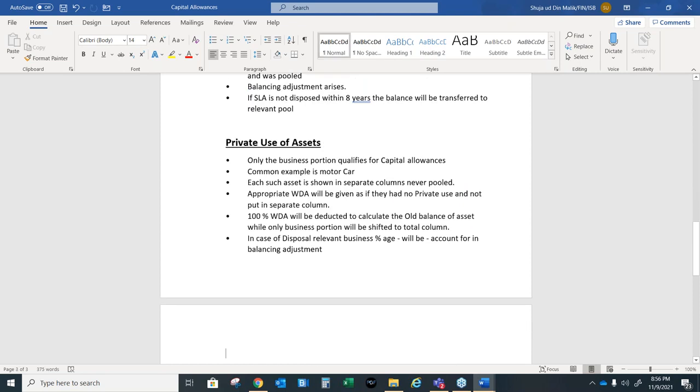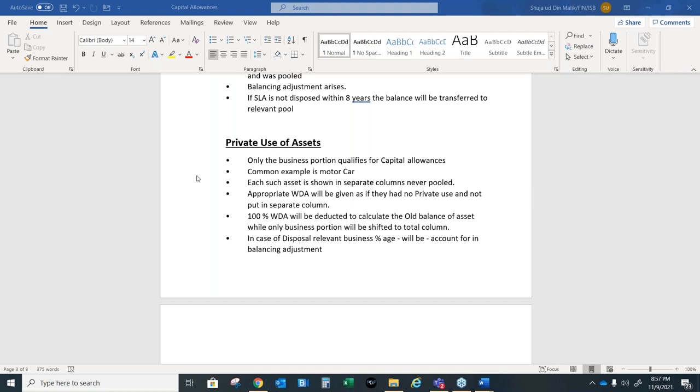Further is the private use of assets. We know that in the sole trader case. Okay, can anybody answer me whether the private use of an asset applies in corporation tax or not? No. Thank you, Fawad. Thank you, Ali. It does not apply because there is no private use in that. That's it. Thank you very much.